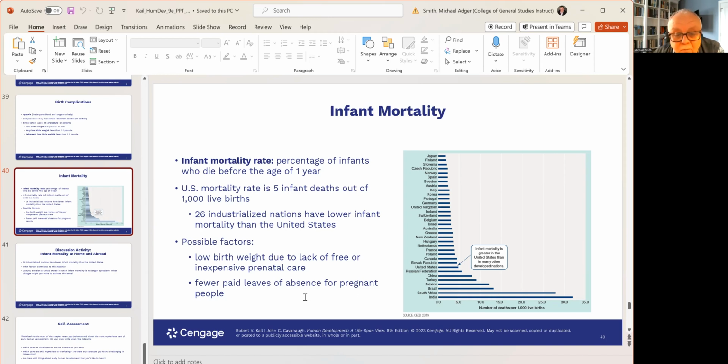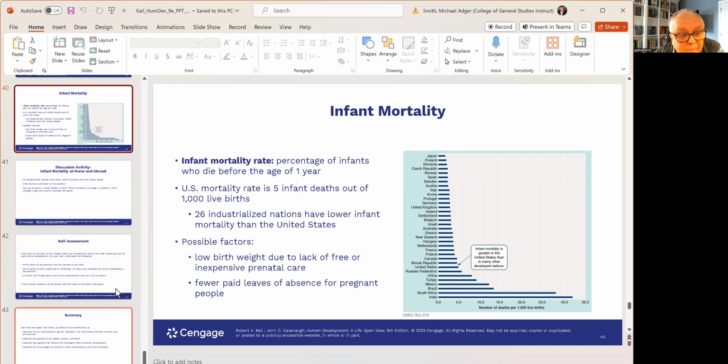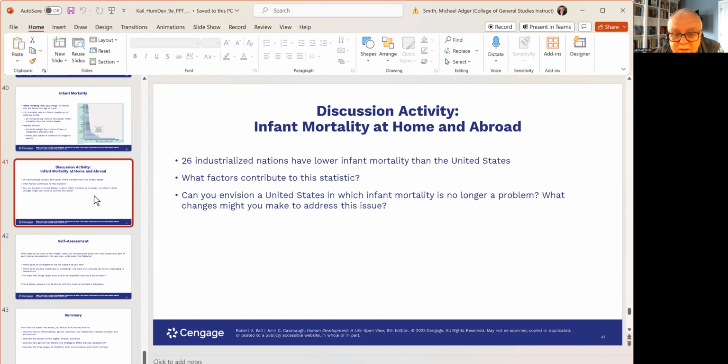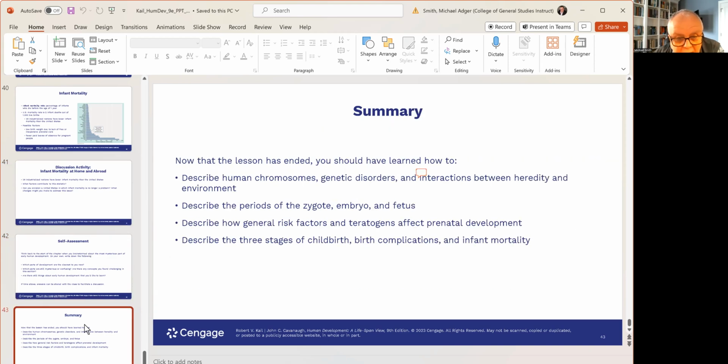So there's a lot of factors. Low birth weight due to lack of free or inexpensive prenatal care. And there again, it's another reason to do your best to get prenatal care. There are free places to get that. Fewer paid leaves of absence. So women have to work longer before they can get their maternity leave, and then that may not be very long. So it's quite interesting. 26 industrialized nations have lower infant mortality than the United States, and you ought to look at what contributes to that statistic. And then, of course, you think about this.